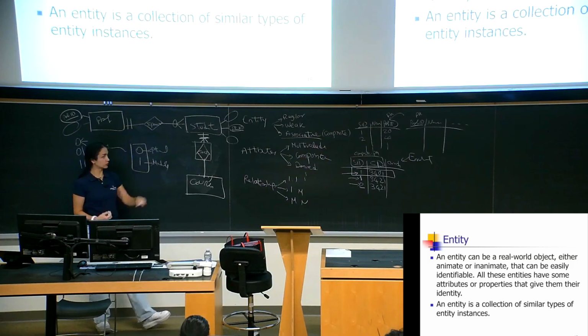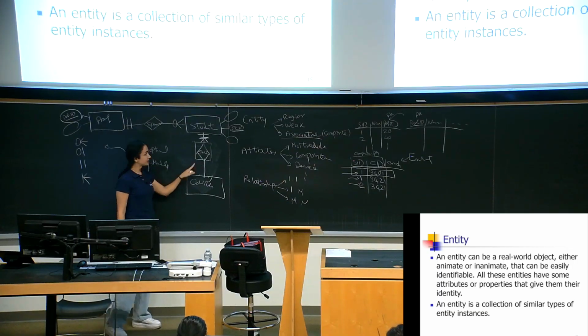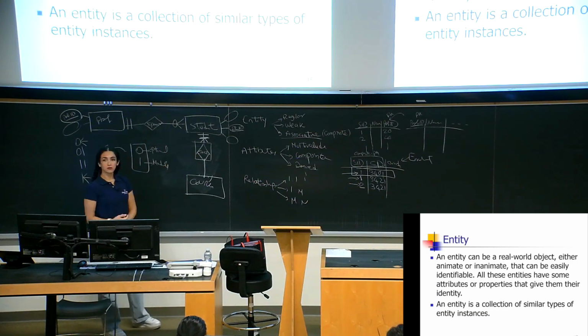Okay? So this means each student should be enrolled in at least one course, but can be enrolled in multiple courses as well. How about the other way? For each enrollment, can we have 0 students? Can we have an enrollment but not a student? No, that is not possible.